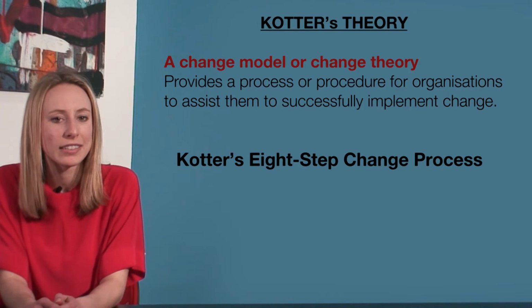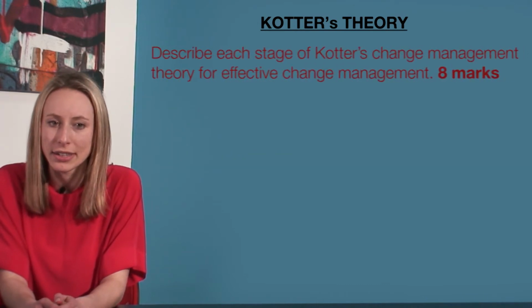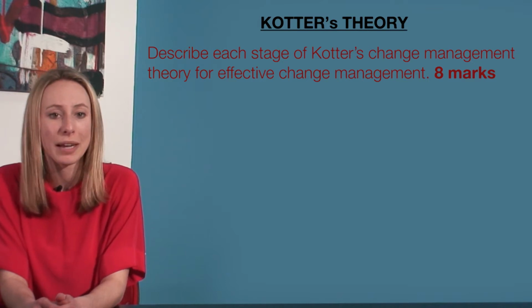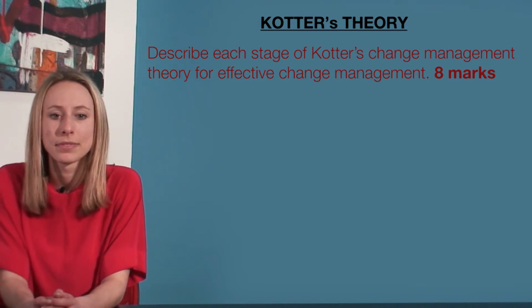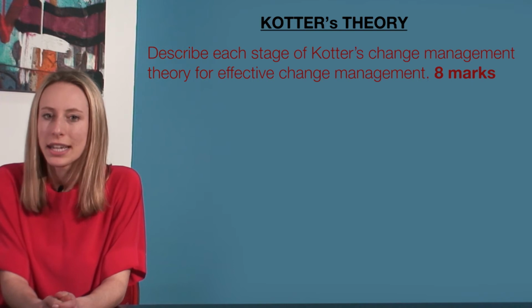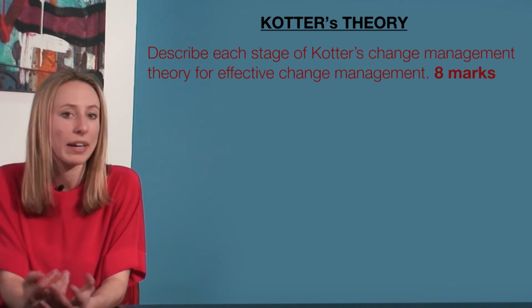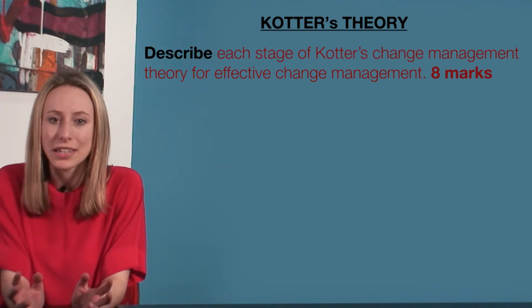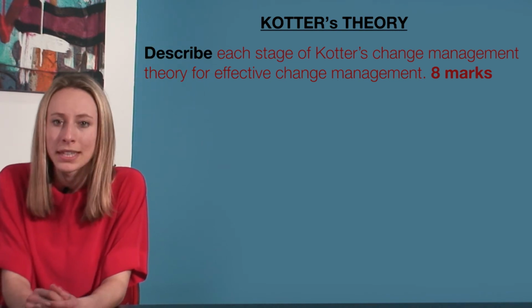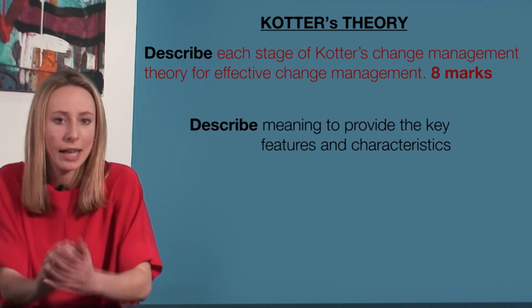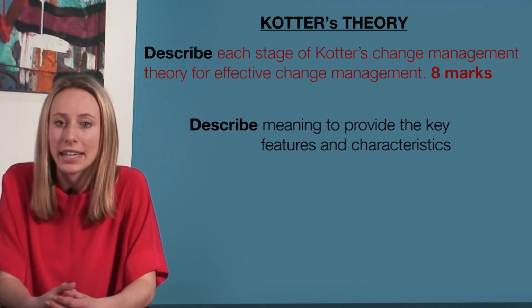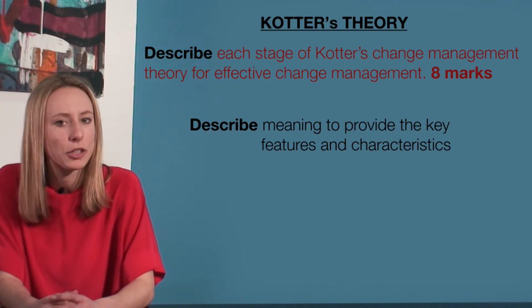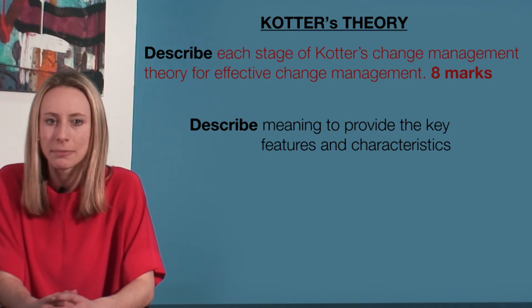A possible question in exams relating to Kotter's theory is: describe each stage of Kotter's change management theory for effective change management. 8 marks. When writing a response to this question, it is important to ensure that the question has been read carefully and is completely understood. This can be done by knowing the definition of the verb within the question. In this case, the word is describe, meaning to provide the key features and characteristics. By knowing this definition, you are now aware of exactly what should be in your response to gain full marks.